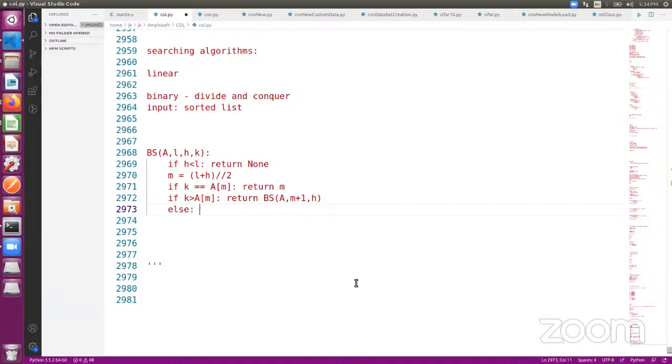Else, if this condition fails, it means the element is present in the left hand side. Return binary search of a comma, key. What should be passed for the left hand side? Low value and high value. So L comma M minus 1. That's it. Okay, so this is your binary search algorithm.